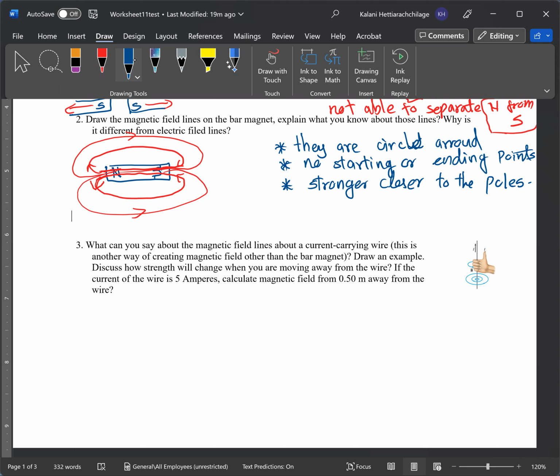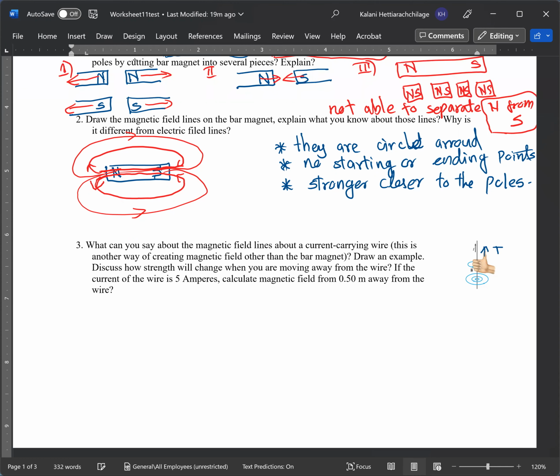As I mentioned earlier, a current carrying wire can create a magnetic field. The field lines will be circles around the wire. As you can see here, this is the right hand rule. You point your thumb in the direction of the current, and then your other 4 fingers grab the wire. When you grab the wire, you go around the wire. That is the direction of the magnetic field. That's why I have magnetic fields like this.